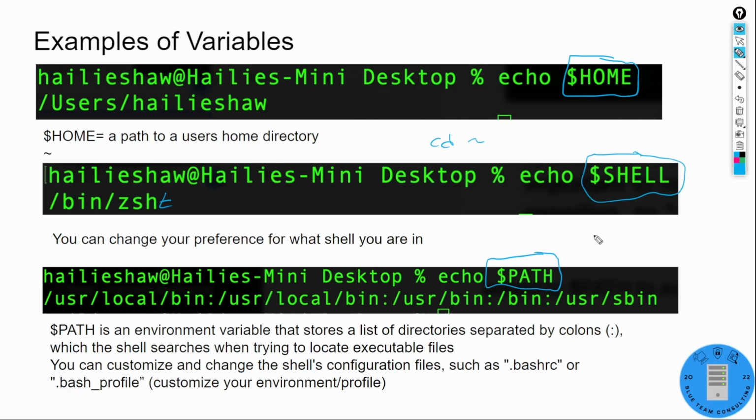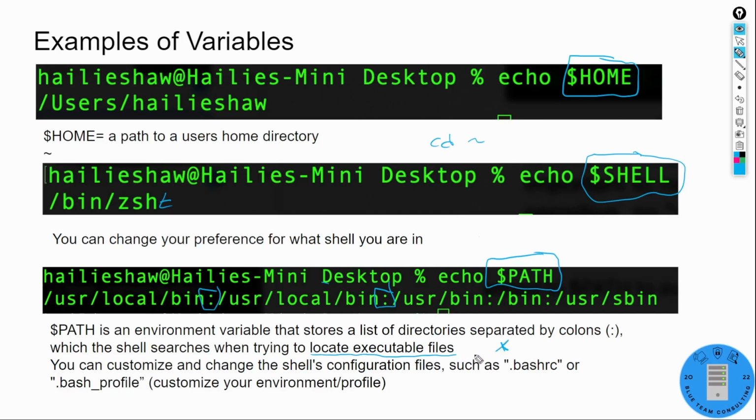Lastly, we also have $path. It's basically storing a list of directories separated by colons here, which the shell searches when trying to locate executable files. You can also customize this and change it in the shell's configuration files.